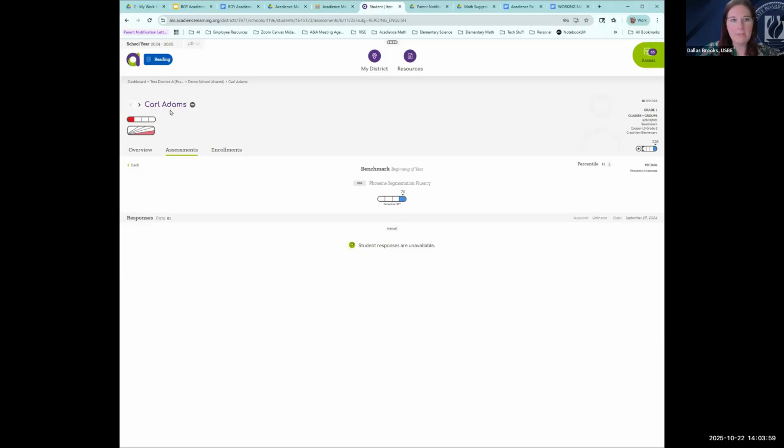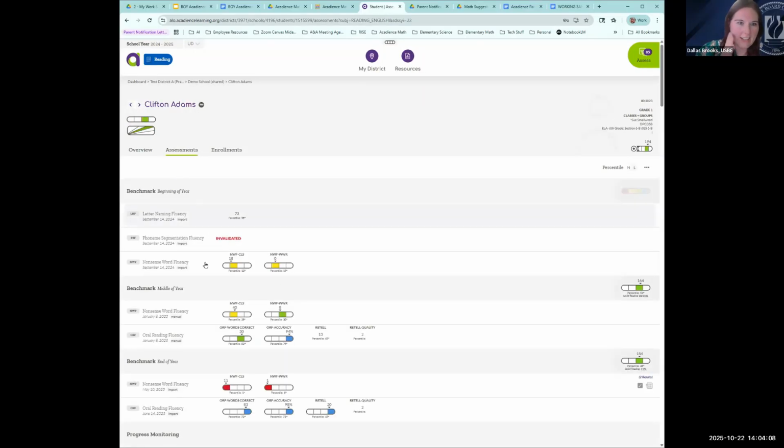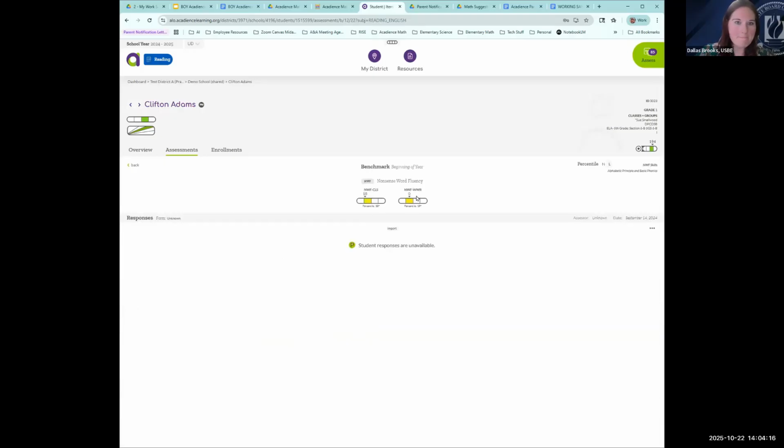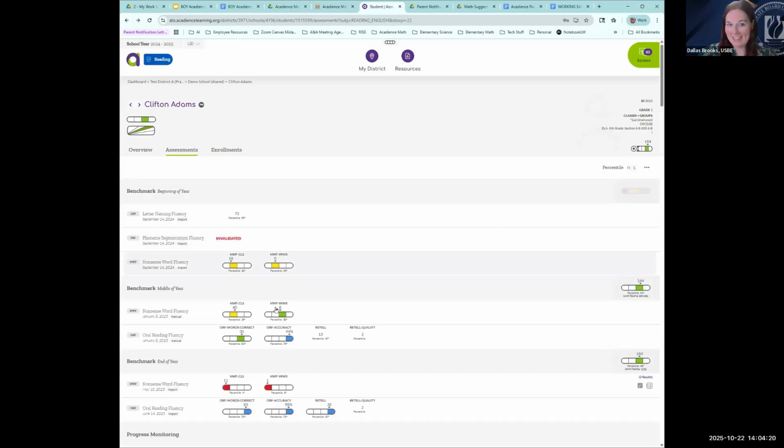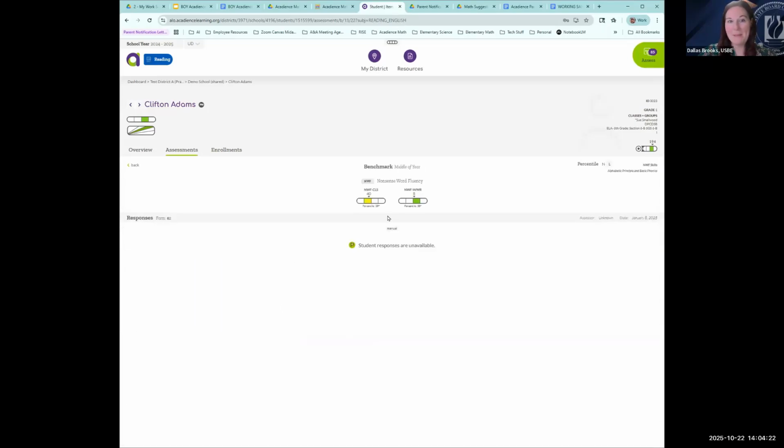So phoneme segmentation fluency, you're not going to see anything because that is done all orally. And so there isn't anything for the student to be reading. If this is a kindergarten student, it might be a little bit hard to see. Go ahead and click on nonsense word fluency right above. And it shows us that we can't see them. It might be because we're in the demo account.